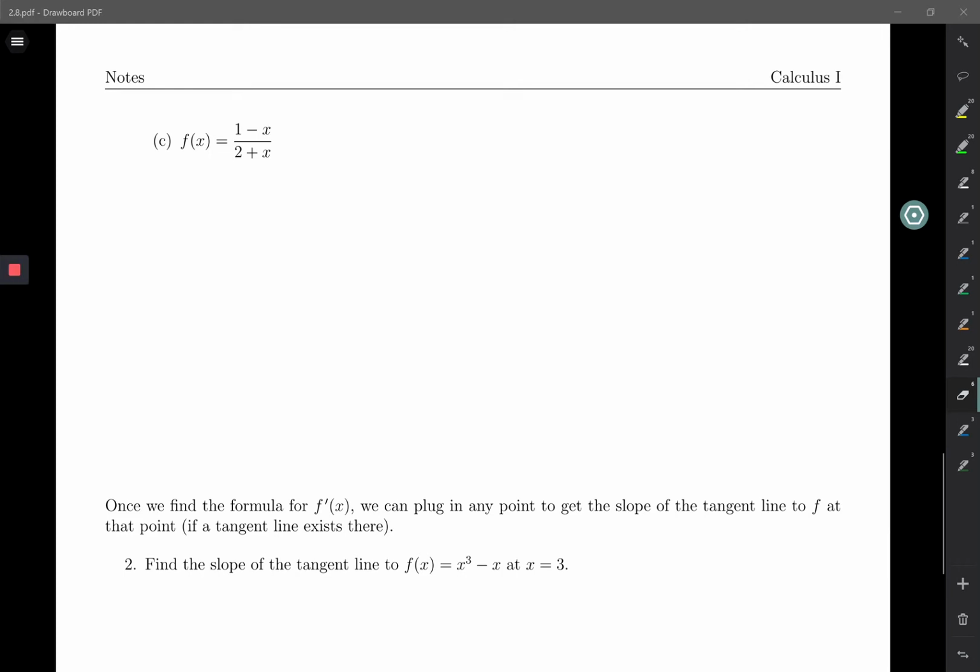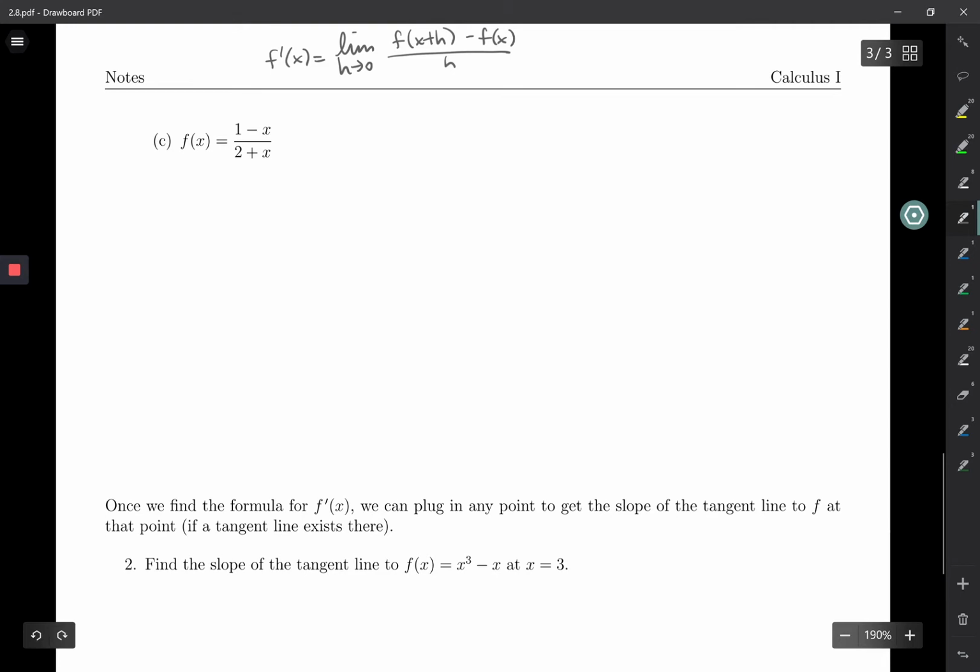Okay, so here we have our last example of finding a formula for the derivative using the limit definition. So I will go ahead and write down the definition up here just for reference. This is f prime of x. Okay, so we're going to set it up just like we've done the last couple problems.